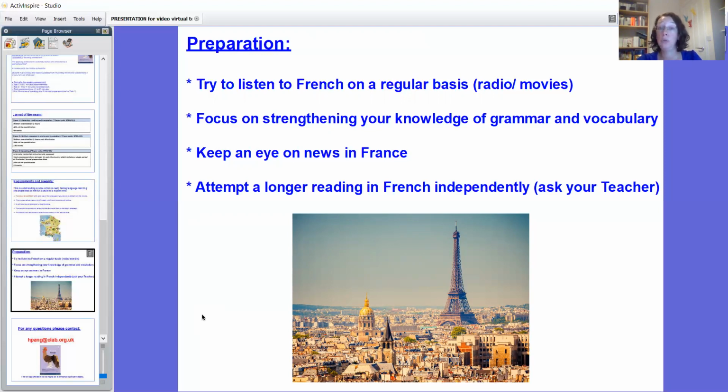Keep an eye on news in France, or what's happening in France or other French-speaking countries. And if you would like to attempt some longer reading in French independently, you can always ask your teacher to provide some extension, so that you can give a go at slightly shorter texts before you embark on the course and have to tackle a slightly longer written text.